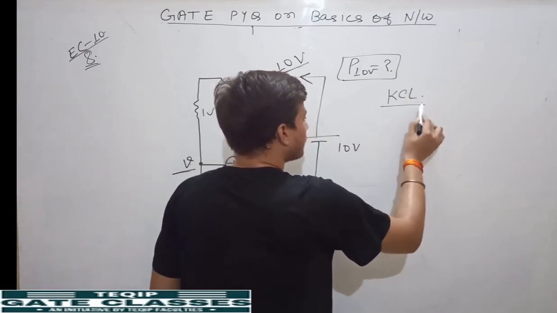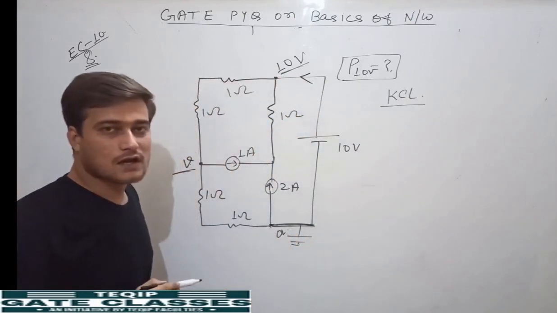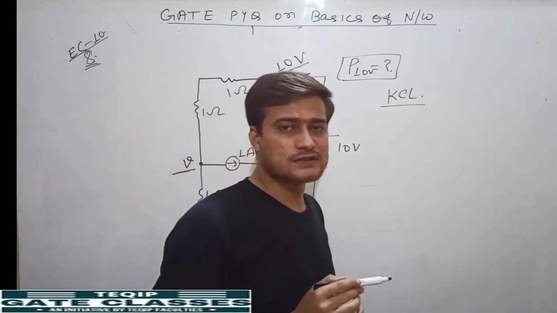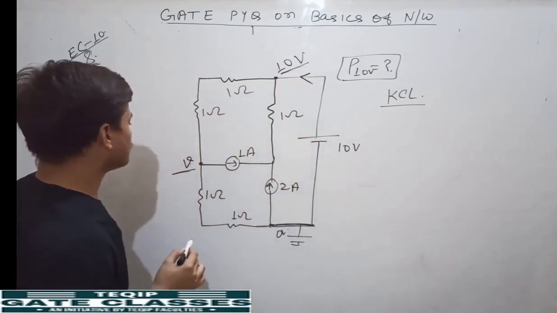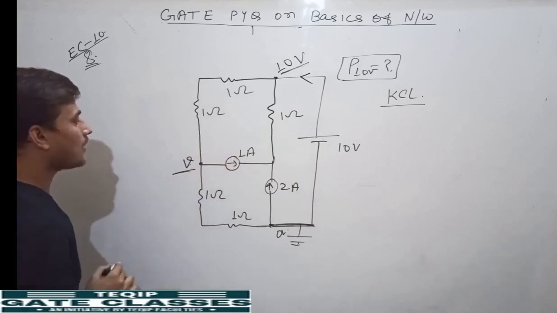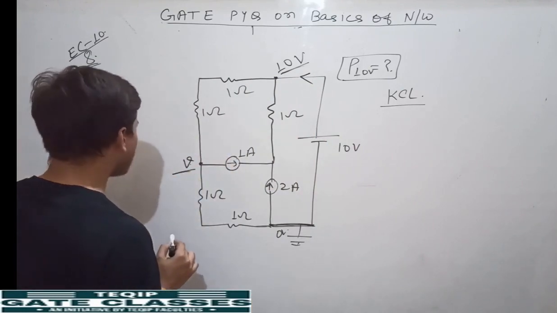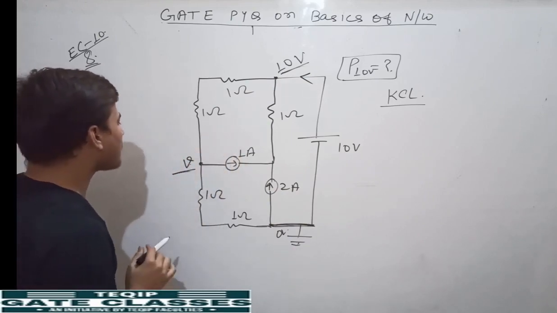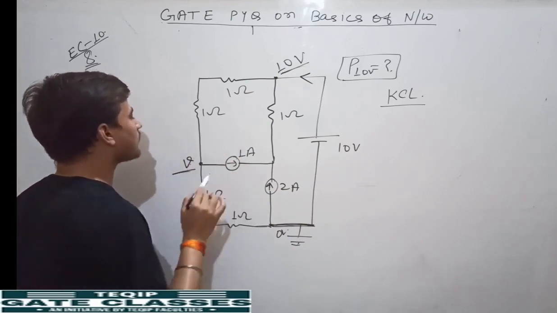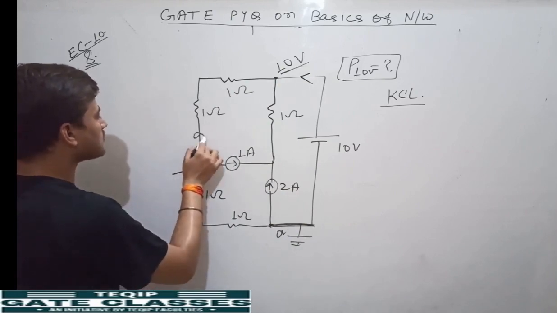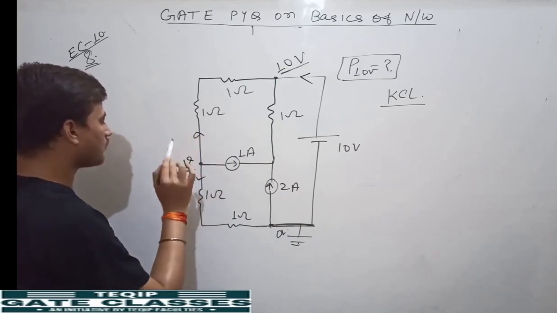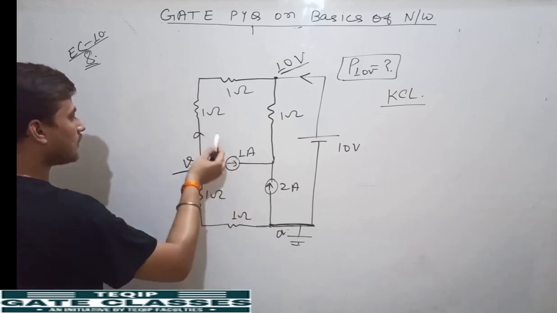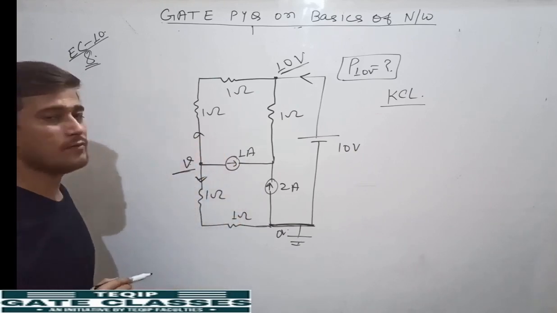And remember one thing, in 90% of the circuits KCL will be applied and only 10% of the circuits KVL will be applied. So you have to apply Kirchhoff's current law at this node. To apply Kirchhoff's current law, there are 3 branches. So let us assume the current is coming out from this one, this one, and this one. So the sum of all these 3 currents will be equal to 0.